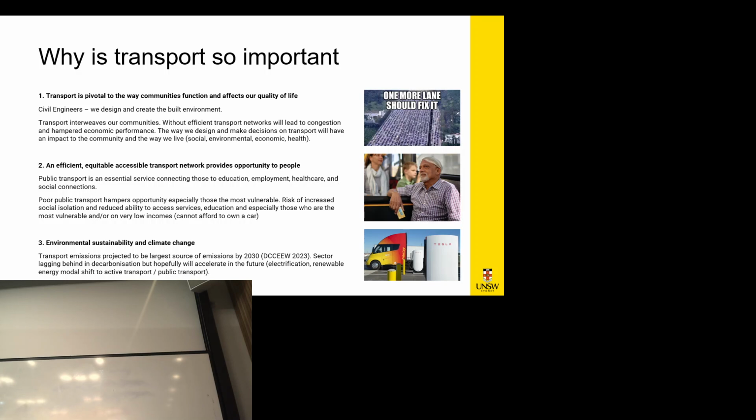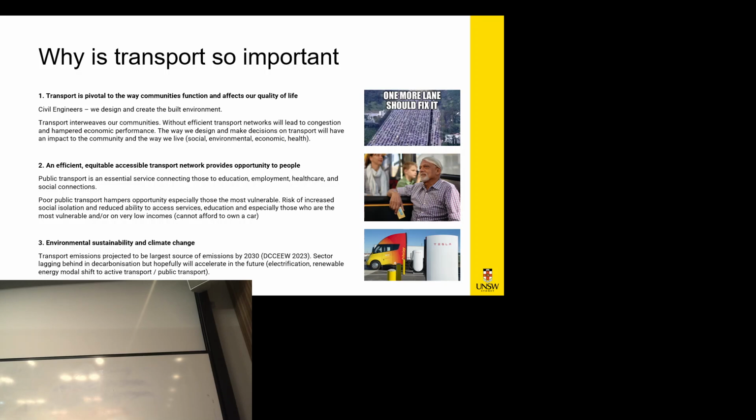So you see above here, one more lane should fix it, okay? Sometimes we may make transport decisions such that we want to extend the lane, but there are positive and negative implications. One of the negative implications is additional traffic, because it's more desirable to drive when there is less traffic, and as a result, more people drive. That will induce demand, and that will reduce the desirability to drive. So those are some of the implications: more congestion.